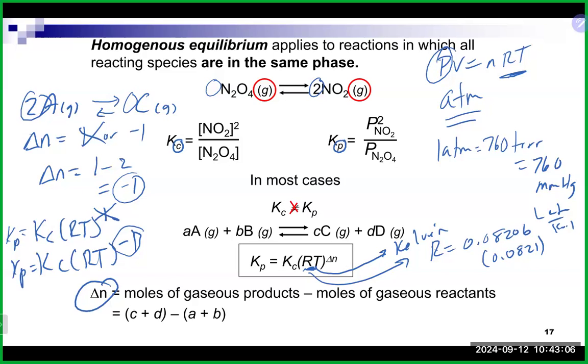It's liters times atmosphere divided by Kelvin times mole. The good news is, if you're going to use it for any of these, they actually still don't have units. But that's what it is. It's liters times atmosphere divided by Kelvin times mole. Other questions?